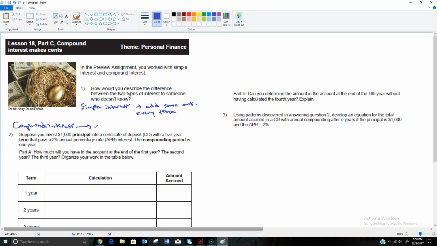You go off of what you had after the interest. So with compound interest, you actually gain interest on your interest. So each time, if you're adding to it, you add a little tiny bit more and more.